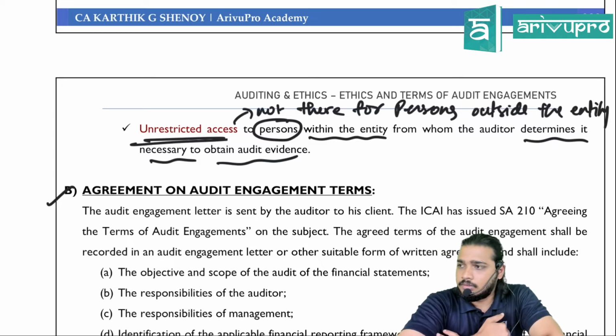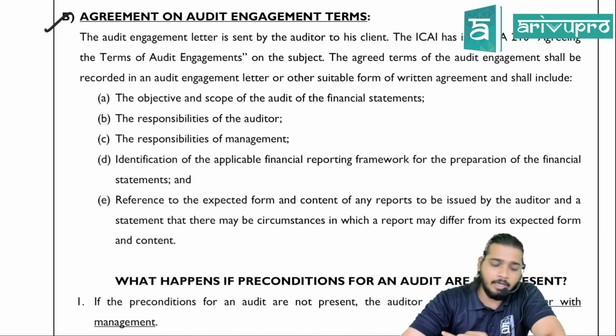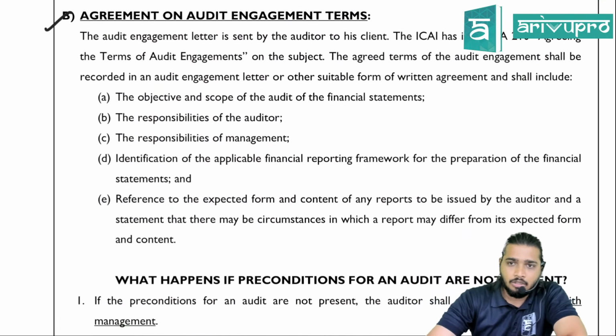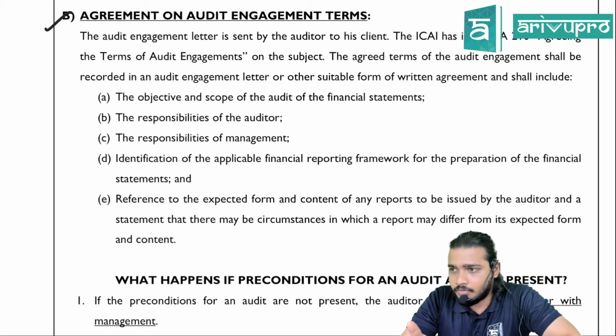Example, debtors. Right. The first one is done. Second one, agreement on audit engagement terms. So two things. One is preconditions. How many preconditions are there? Three.